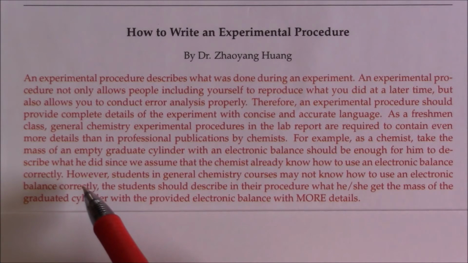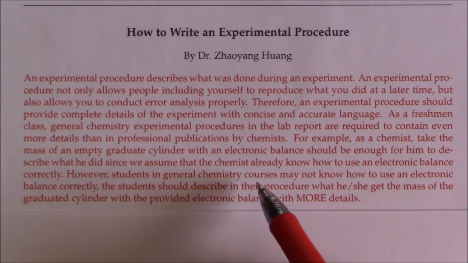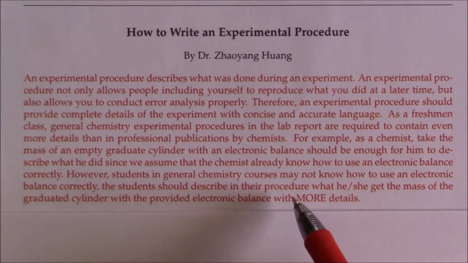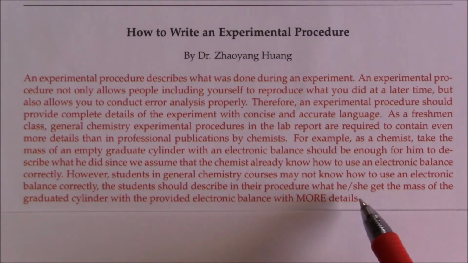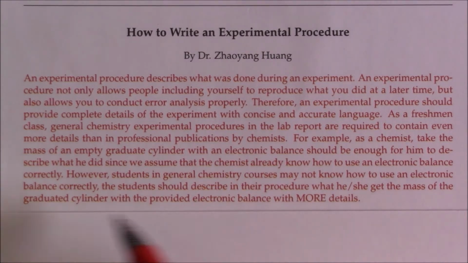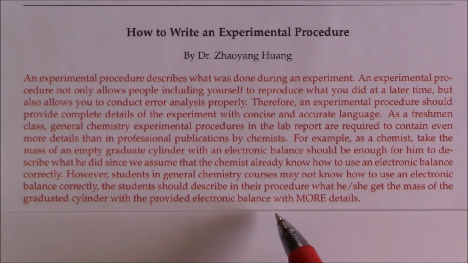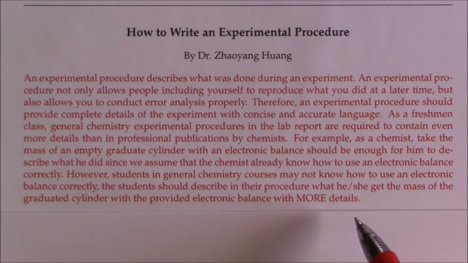However, students in general chemistry courses may not know how to use an electronic balance correctly. Therefore, it's better for students to describe in their procedure, with more details, how he or she got the mass of the graduated cylinder with the provided electronic balance. In other words, a student in a general chemistry course had better describe how to use the electronic balance to get the mass of the graduated cylinder.